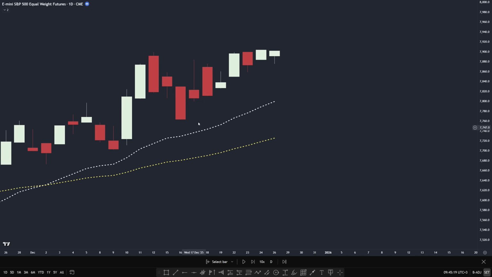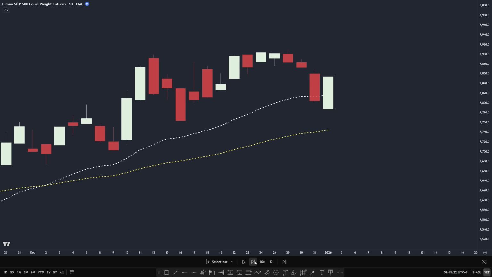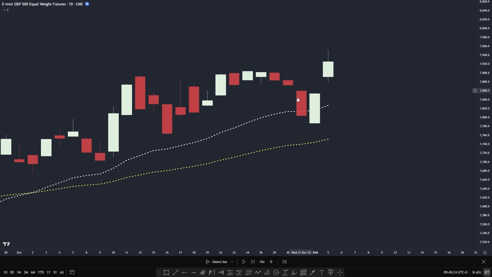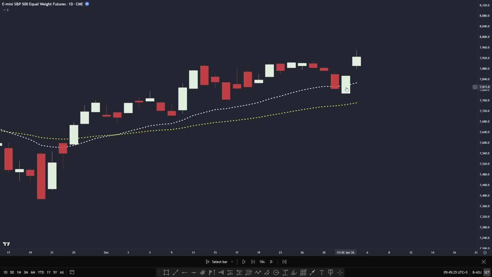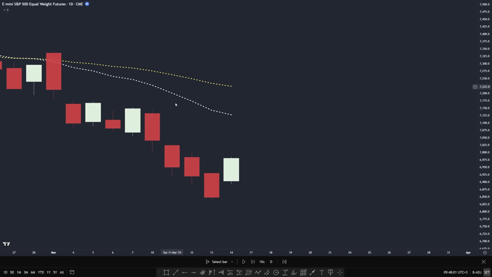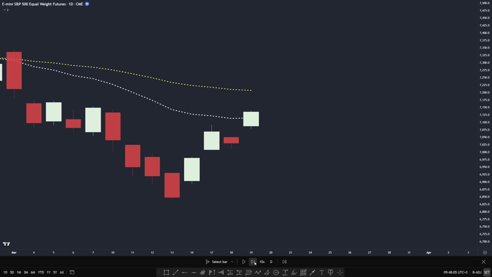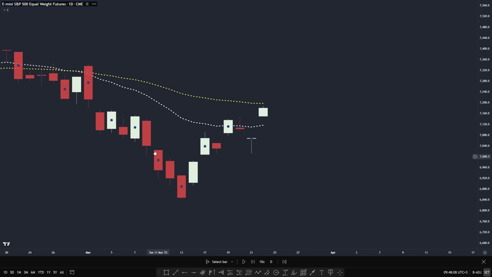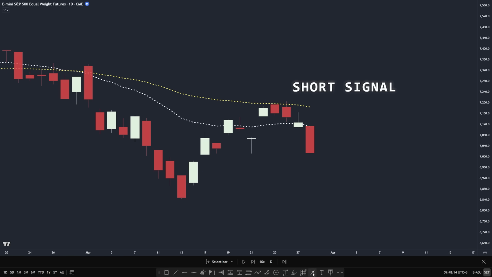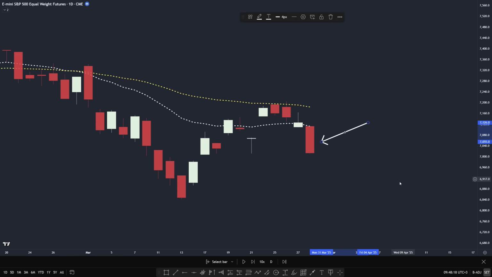Look at this. Price is in an uptrend. The 20 line is above the 50. Price pulls back into the space between them. That is the zone. Now the chart has our attention. Now here, same thing. Clean downtrend. Pull back into the zone. Price is not extending anymore. This is where we start looking for a short trigger.